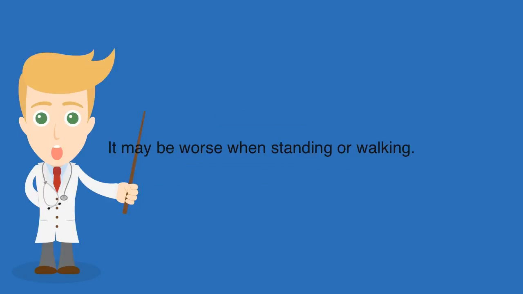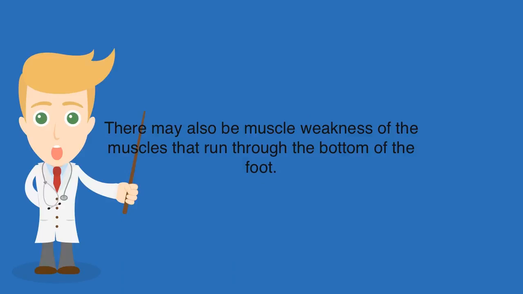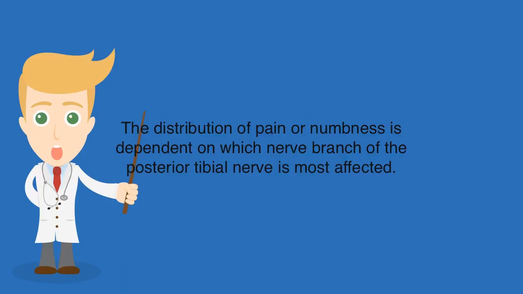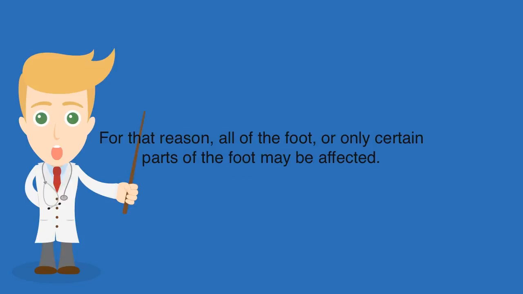It may be worse when standing or walking. There may also be muscle weakness of the muscles that run through the bottom of the foot. The distribution of pain or numbness is dependent on which nerve branch of the posterior tibial nerve is most affected. For that reason, all of the foot, or only certain parts of the foot, may be affected.